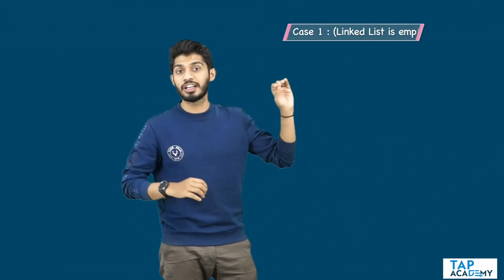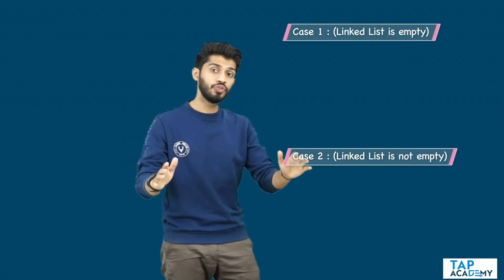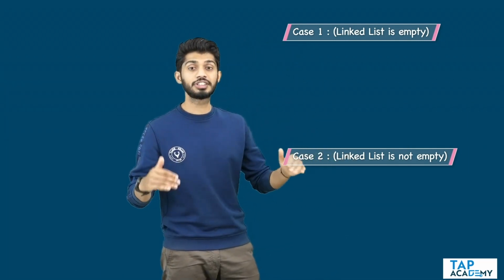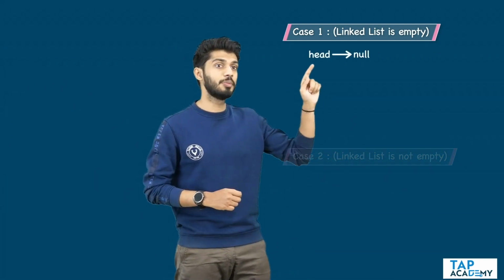So the first thing that we need to understand over here as well is that there will be two cases. One is when the linked list is empty and the other is when the linked list is not empty. So how do we know whether the linked list is empty or not empty? We have already seen that. So let's take the case when the linked list is empty. When the linked list is empty, head will be pointing to null.